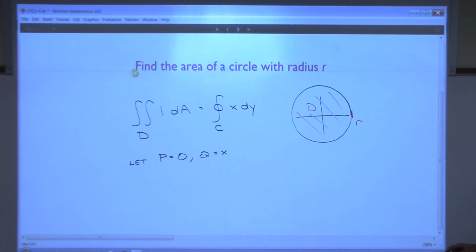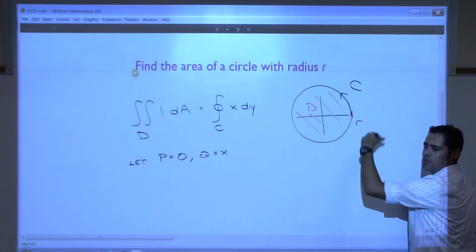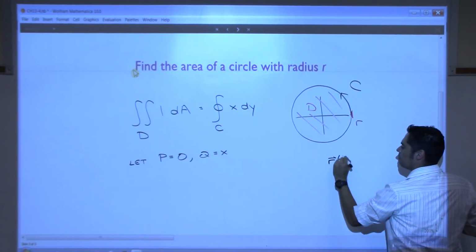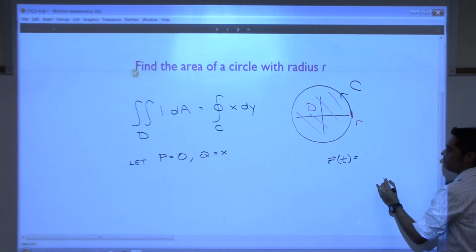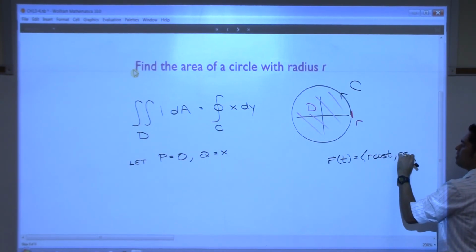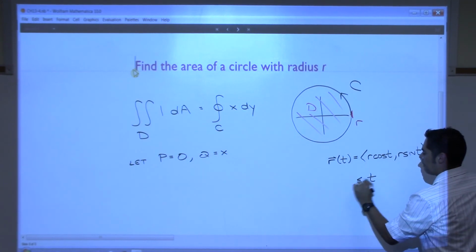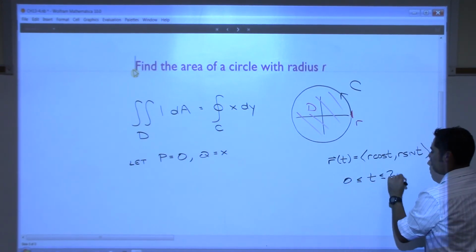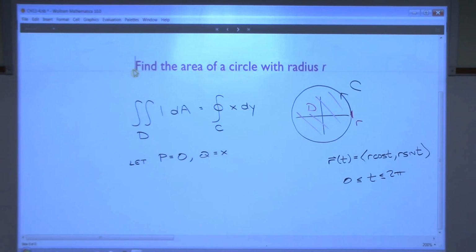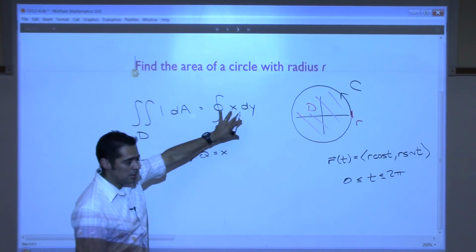So can you give me the parametric representation of this curve C? What's the parametric representation of it? r cosine t, r sine t. Do you agree? What's my restriction on t? 0 to 2 pi, right? What I'm doing is taking a double integral and I'm about to convert it to a line integral.